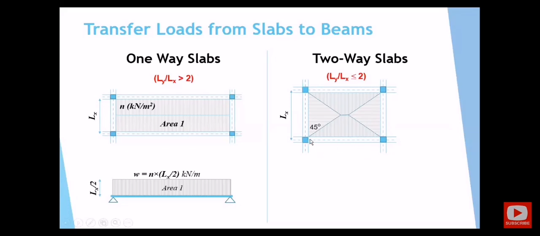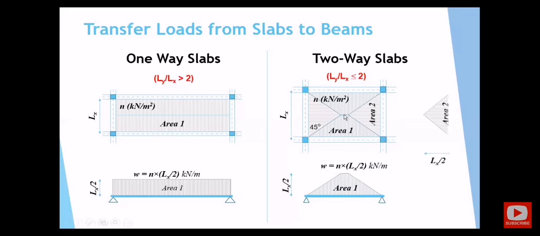So for the bottom beam here or the top beam, the load from this area 1 will come and be supported in the bottom beam. And as I told you, the height will be Lx over 2 to get the load here as kilonewton per meter. So again, it will be n times Lx over 2, giving something kilonewton per meter. Once you have this one, you will be able to get the bending moment, reactions and shear forces.